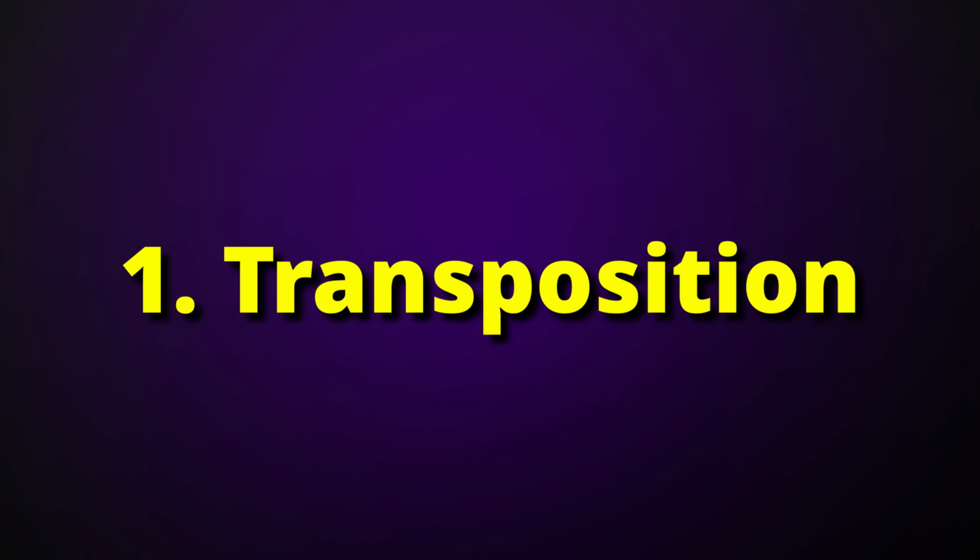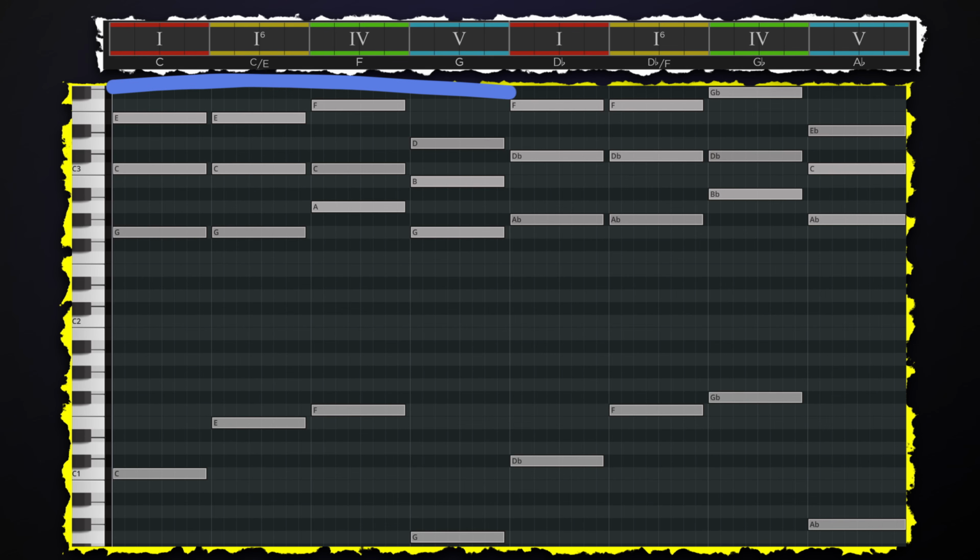One of the simplest ways to change keys is through transposition. To transpose a piece of music means to move it into a different key without changing any of its relative movements. This is an extremely common trick in pop music, often used to create a lift towards the final chorus. For example, listen to this simple progression in the key of C major.